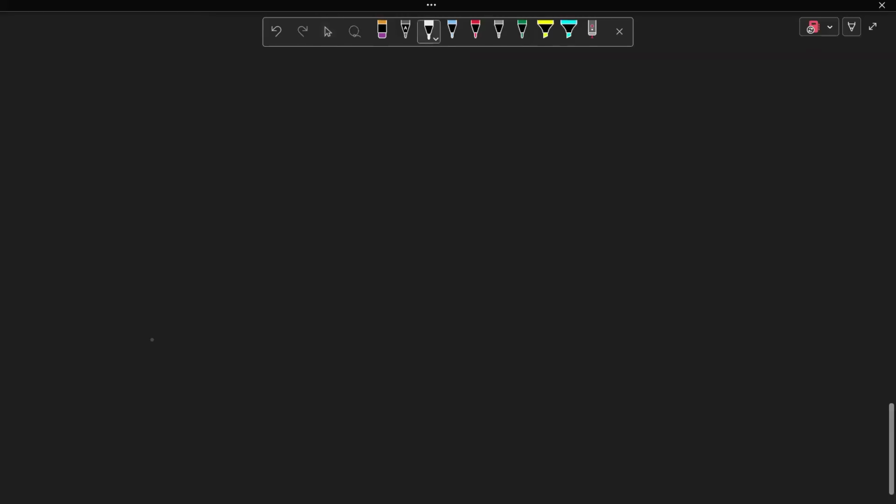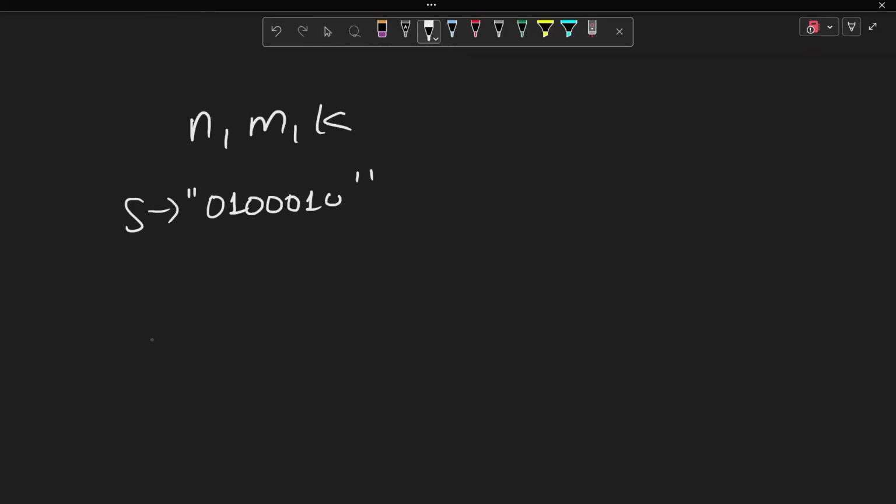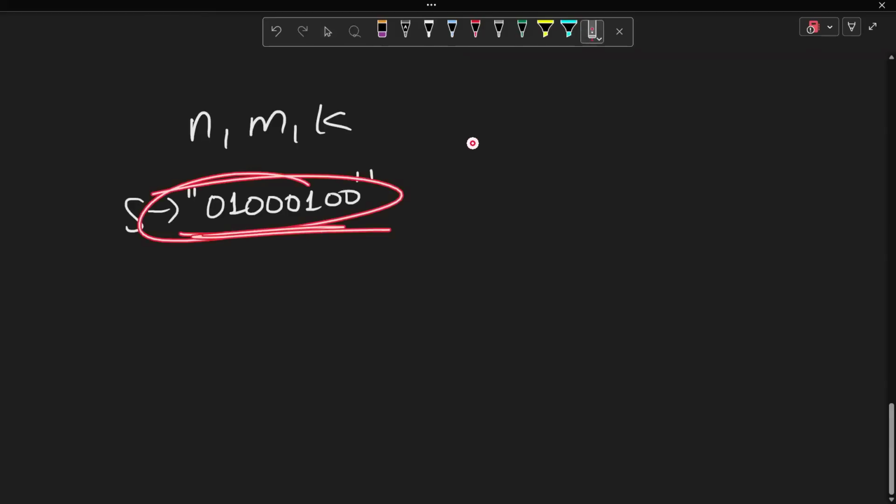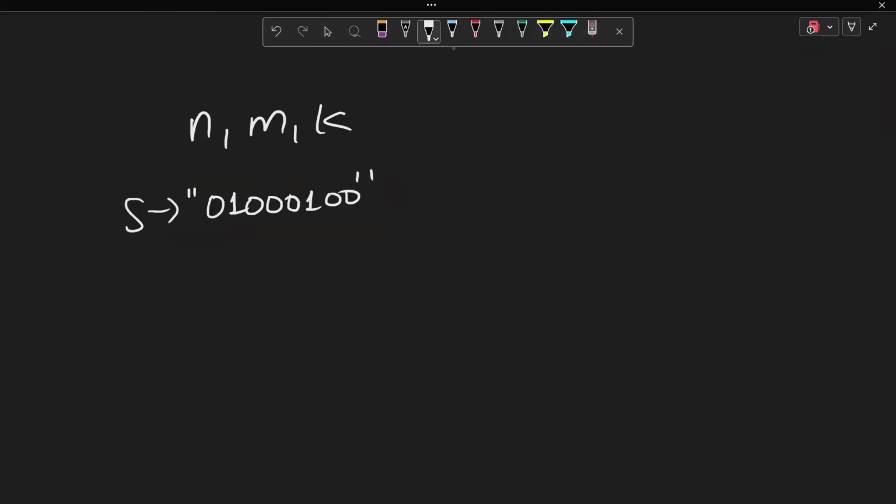So what the problem states is we are given n, m, k, and a binary string. Let's say some binary string we have. What we need to make sure is that in this binary string, there is no occurrence of m consecutive zeros. Let's say m is 2. That means there should not be two consecutive zeros anywhere in the string. Here we can see there are two consecutive zeros, there are even three consecutive zeros, and there are many occurrences of two consecutive zeros.